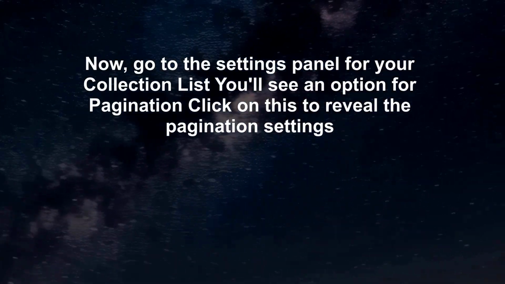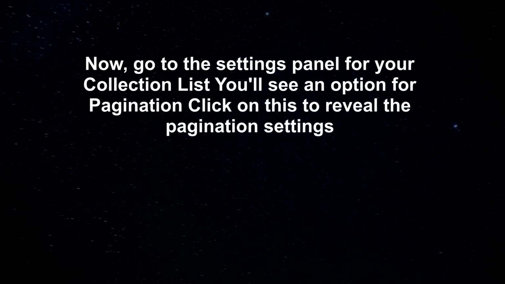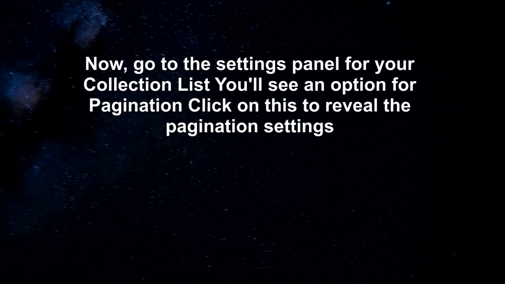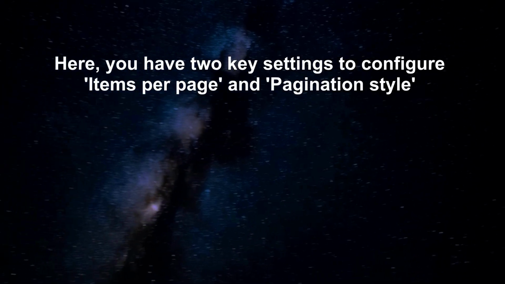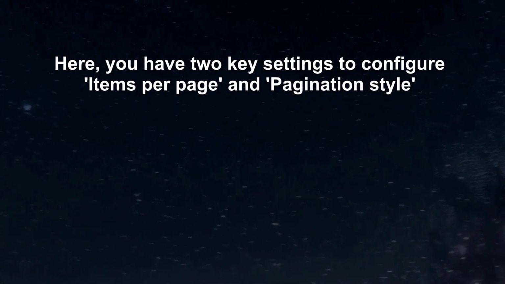Now, go to the settings panel for your collection list. You'll see an option for pagination. Click on this to reveal the pagination settings. Here, you have two key settings to configure: items per page and pagination style.